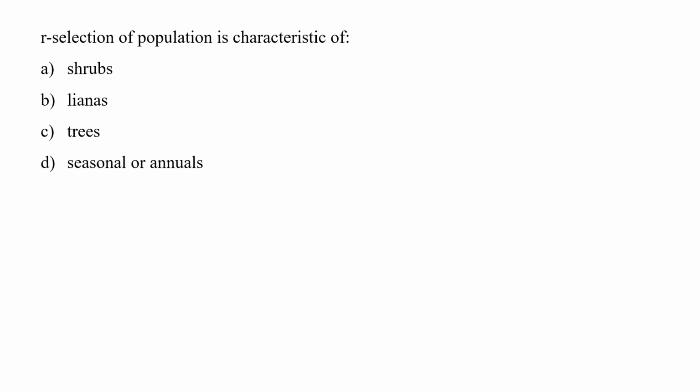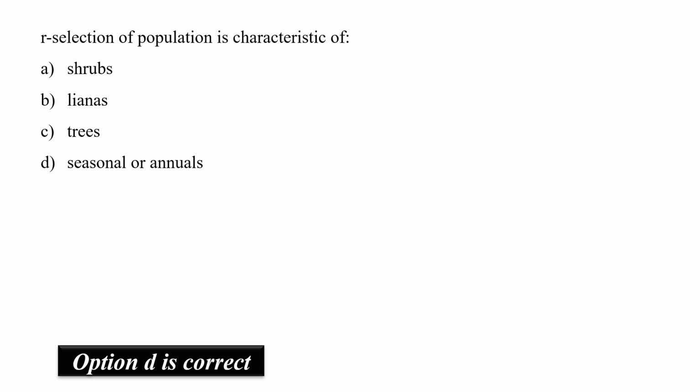The next question is, r-selection of population is characteristic of. So let us discuss the r-selected species, which have particular characteristics. First, they have a high growth rate. Second, they exploit less crowded areas and produce a large number of offspring, of which a relatively low proportion survive to adulthood. And they are basically the characteristics of seasonals and annuals. So the correct option is option D, seasonals or annuals.